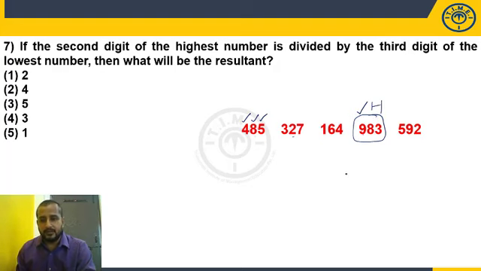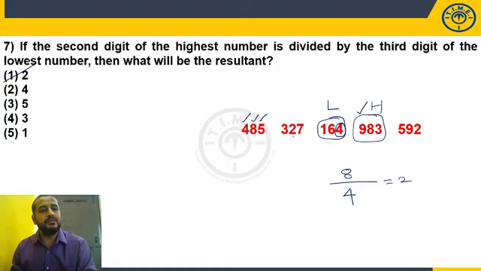So what is the second digit of this? 8. The second digit of the highest number is divided by third digit of the lowest number. What is the lowest number? 164, lowest number. What is the third digit of the given number? 4. So 8 divided by 4. Then what will be the resultant? 2. So choice 1. Answer is 2, but it is in choice 1.